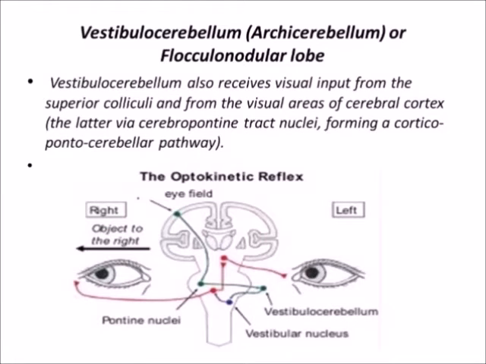The vestibulocerebellum also receives visual input. The visual input will come from the frontal eye field, and also from superior colliculi and from other visual areas of the cerebral cortex. This will reach the pontine nuclei by the cerebropontine tract, and from the pontine nucleus it goes to the other side of the vestibulocerebellum. So this tract will be called the cerebropontocerebellar tract.